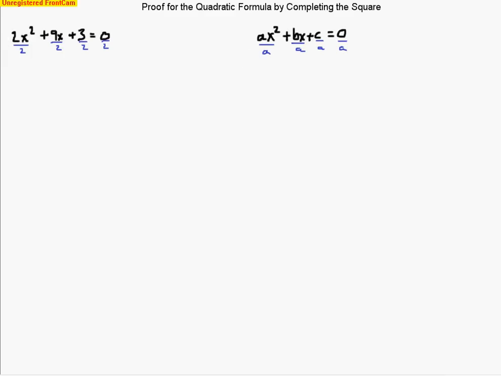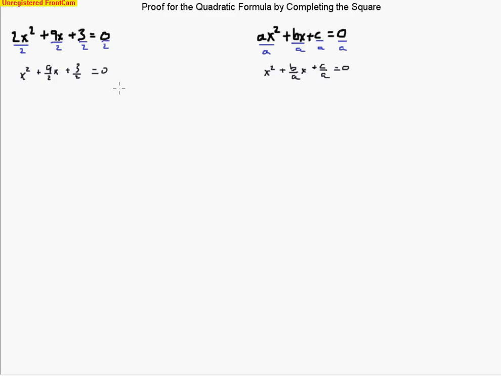And so what's left over? Well, when I do the division, I just have an x squared, and then plus 9 over 2 x, and then plus 3 over 2 equals 0. On this side, I just have the x squared now, and now it's plus b over a x plus c over a equals 0, because a goes into 0 times.